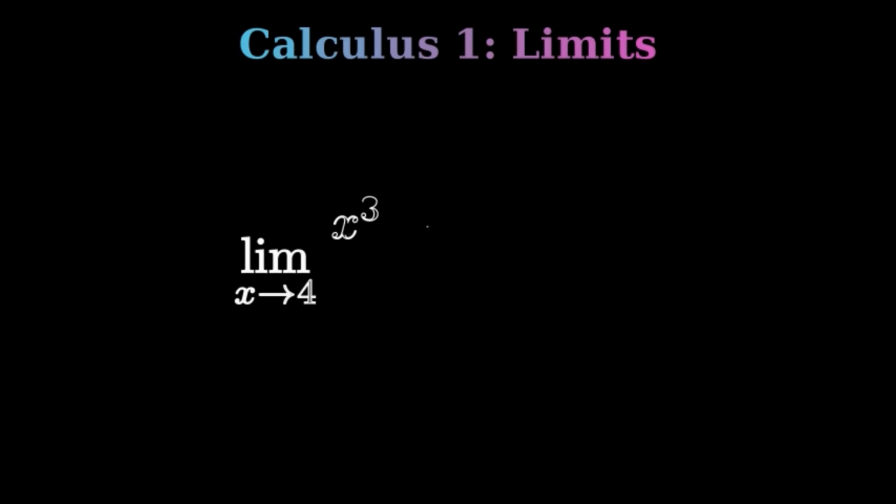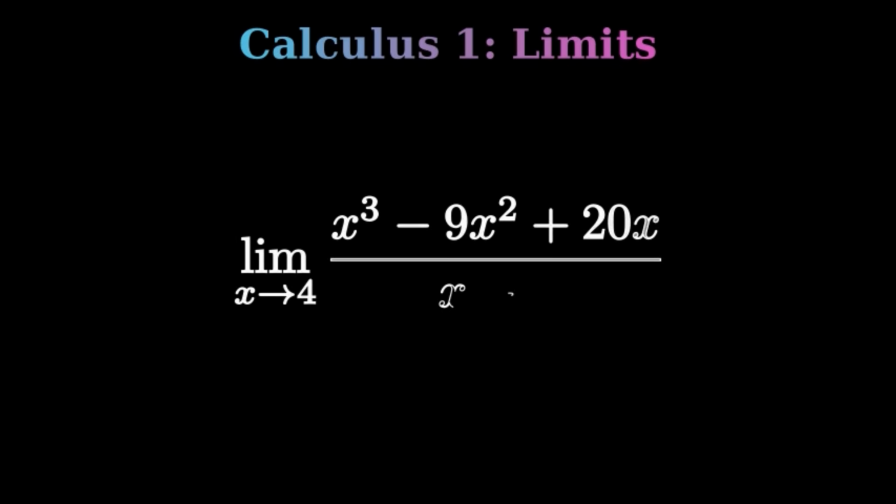Okay, so we're working on calculus 1 limits. Let's get started. Okay, so we have the limit as x approaches 4 of x cubed minus 9x squared plus 20x over x minus 4.